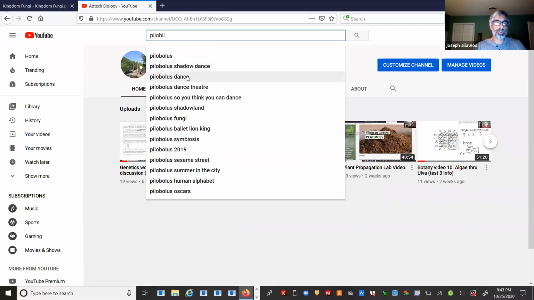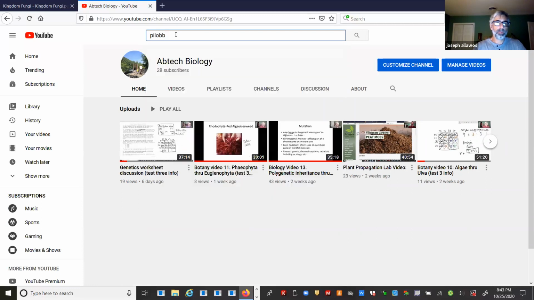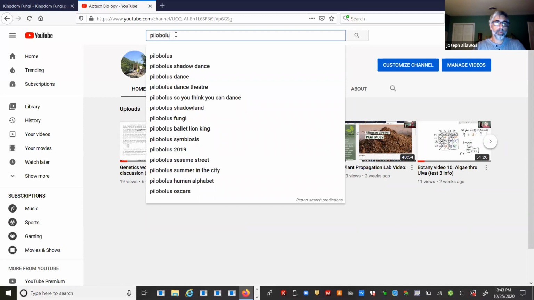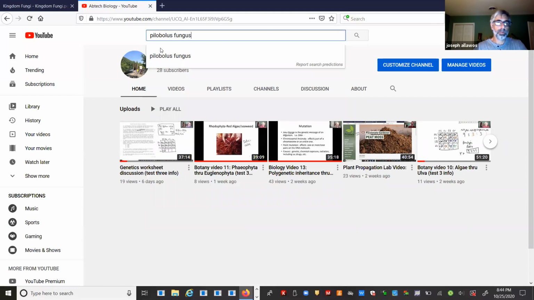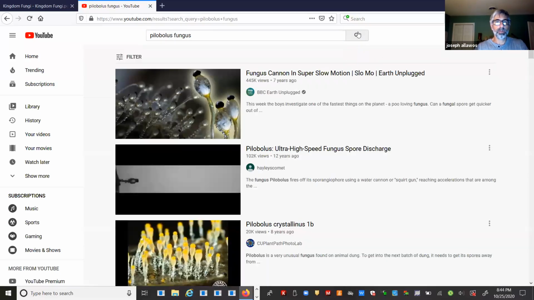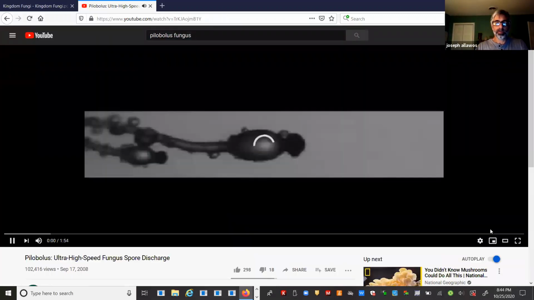Pilobolus. And I'm sure somebody has videotaped this thing shooting off its capsules, and that's what we'll. Fungus cannon in super slow motion. That one's 5 minutes long. Whew, I don't know if we can watch for 5 minutes, but this one is actually very cool. I think this one is set to classical music, which is kind of cool.